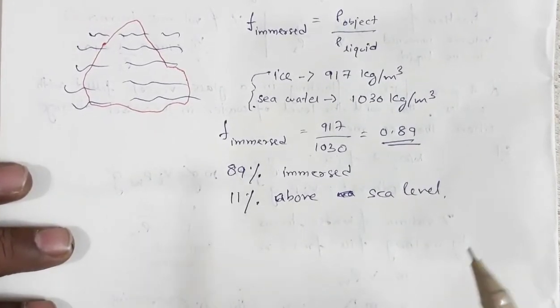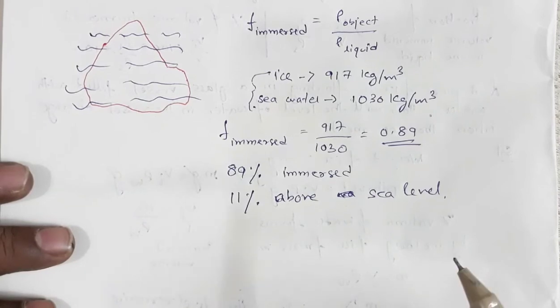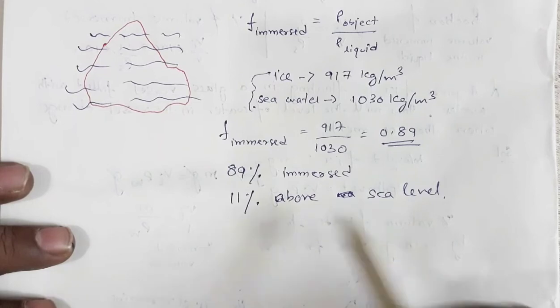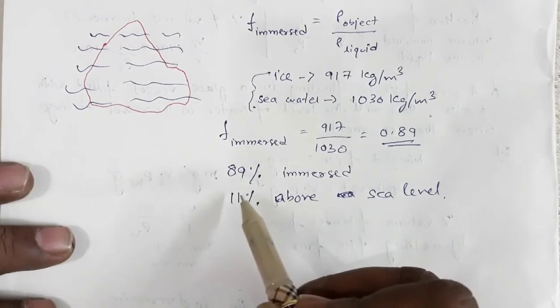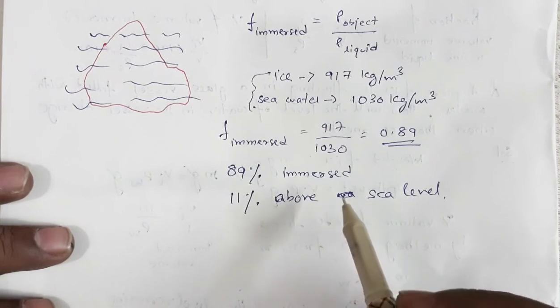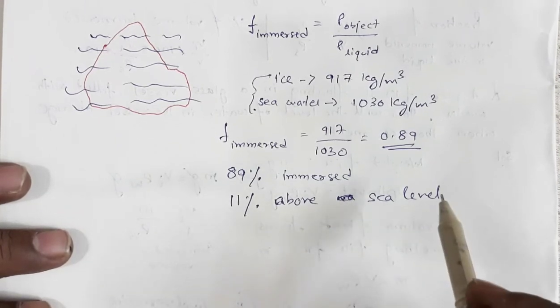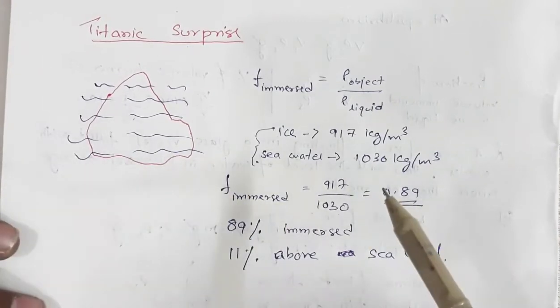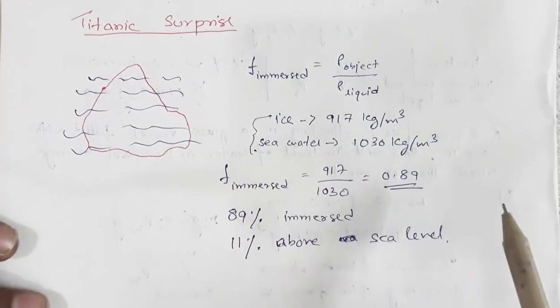So what does this mean? See, the visible fraction of ice above the water surface is only 11%, but it is the unseen 89% below the water that represents the danger to the passing ship, and that was perhaps the cause of the sinking of the Titanic ship.